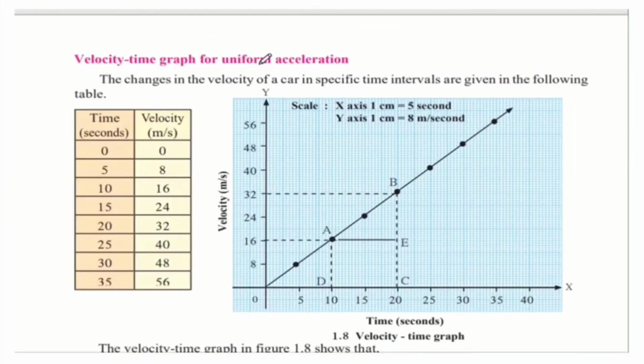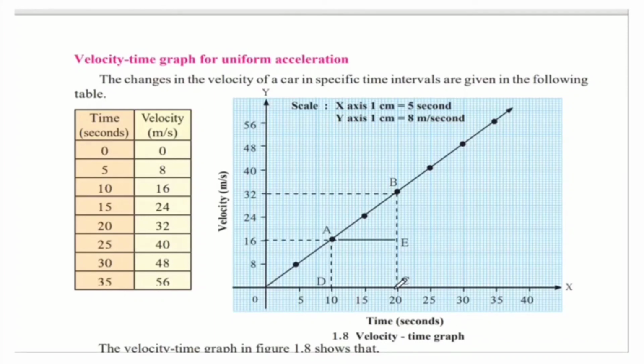See the velocity time graph for uniform acceleration. The changes in the velocity of a car in specific time intervals are given in the following table. So once you plot this table, you will get a graph like this. And this graph is a little different from the previous graph, because in the previous graph the line was parallel to the x-axis, but here it is not. So if we have to find the distance traveled by the car between the 10th and the 20th second, then we can calculate it similarly.